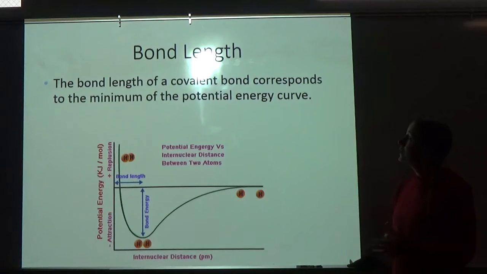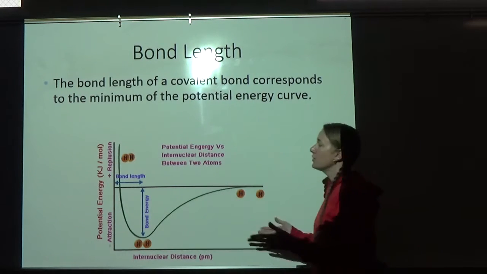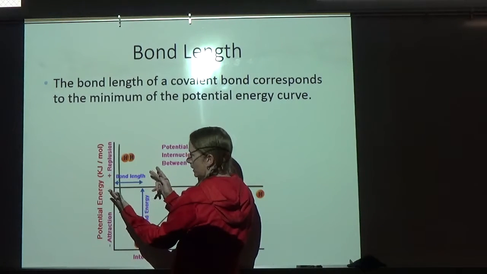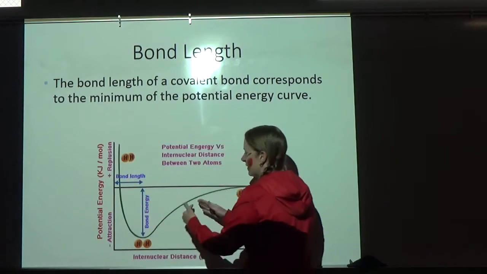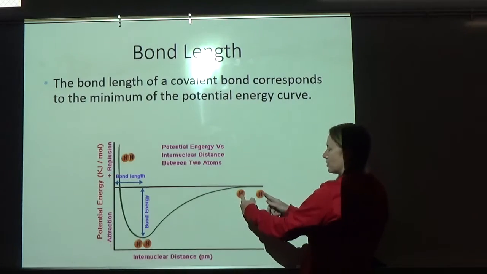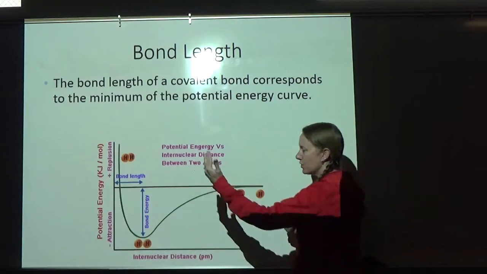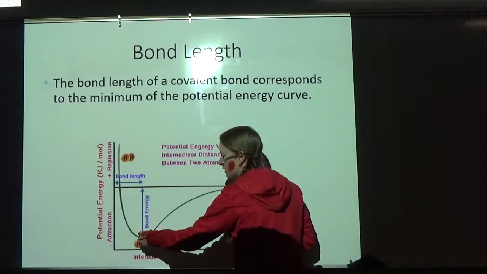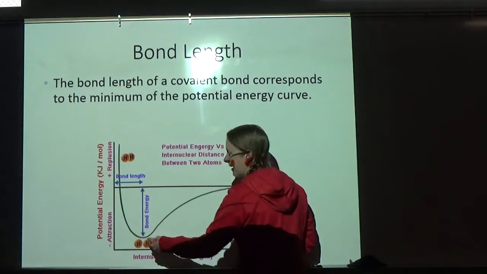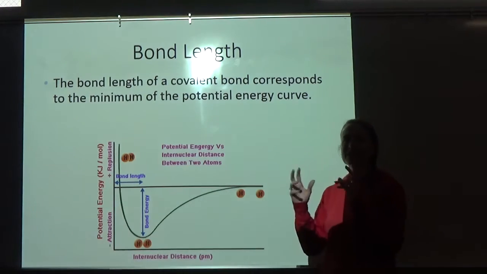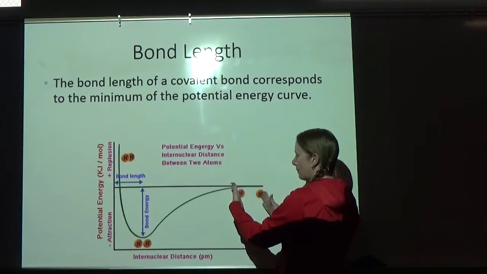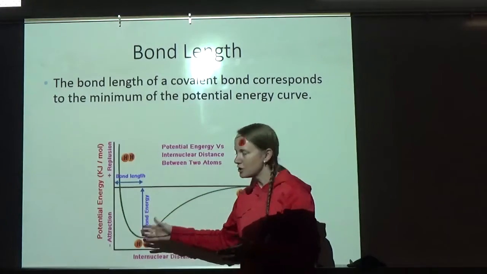So the bond length of a covalent bond corresponds to the minimum of the potential energy curve. If the two nuclei are too close, they start repelling one another, so energy is high. And then as they get further apart, the attraction's not there anymore. So there's always this sweet spot, and this is what the energy curve looks like. This lowest point is where you would have your actual bond length, because it's kind of like Goldilocks. Here we're too close, they start repelling. Here we're far apart, they can't attract well enough, and here it's just right.